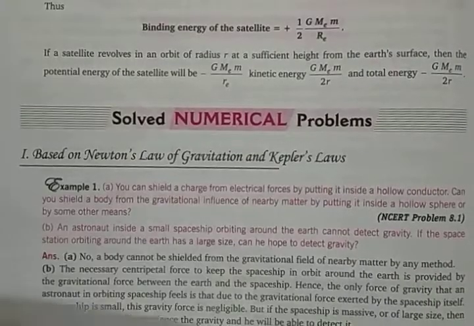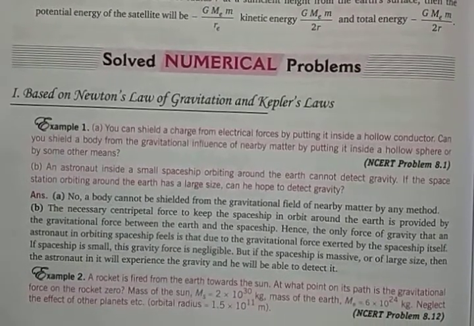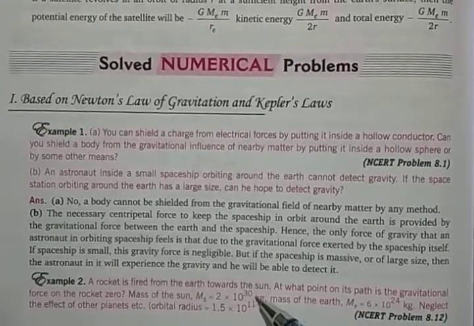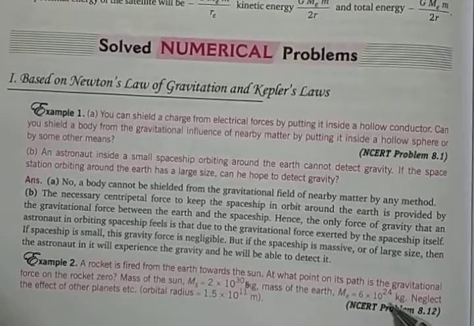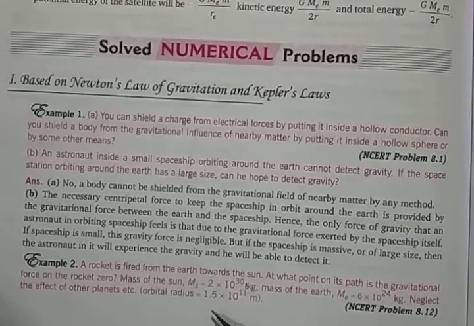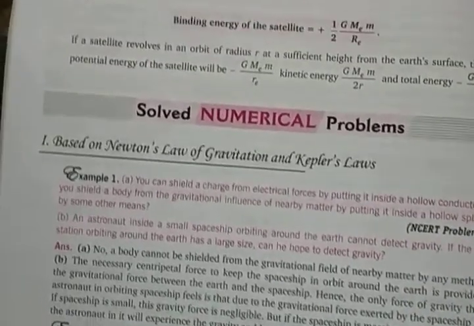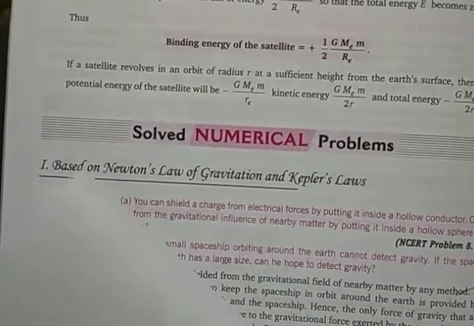So let us look at the question now again. The question says mass of the Sun is going to be equal to 2 into 10 to the power of 30. Mass of the Earth is 6 into 10 to the power of 24. And the radius of the orbit is going to be equal to 1.5 into 10 to the power of 11. Let us write these also here. So I'm just writing for you.